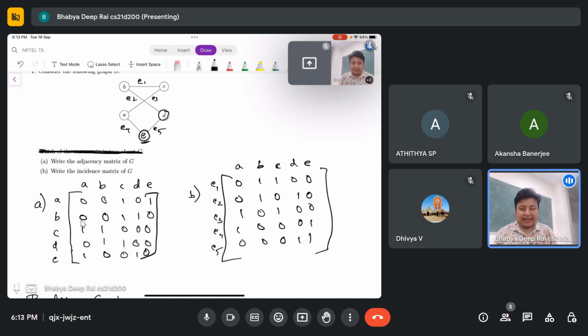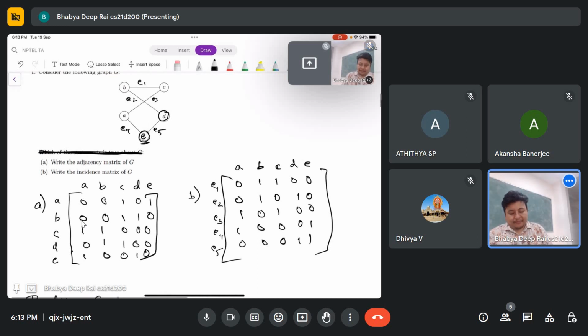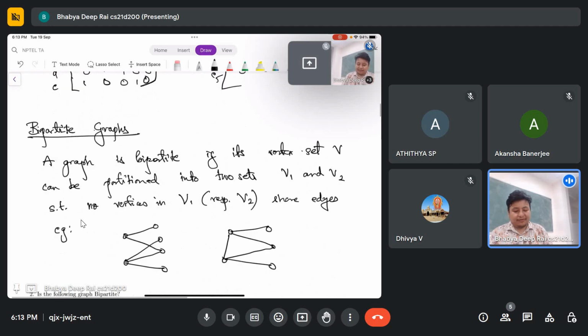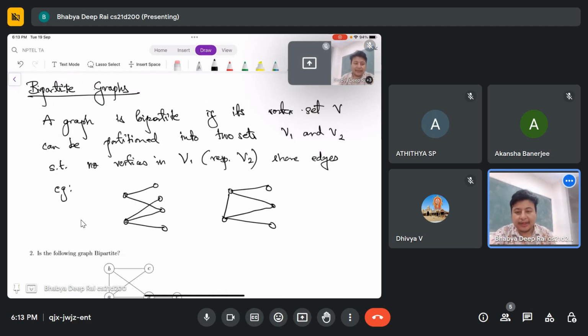So that is all that I would like to ask in terms of representation of graphs. We'll move on to some more interesting stuff. Bipartite graphs. A graph is bipartite if the vertex set can be partitioned. Partition means I can divide the original set into two sets, or more sets, but in this case two sets, such that they do not share any vertices. Let's call them V1 and V2.